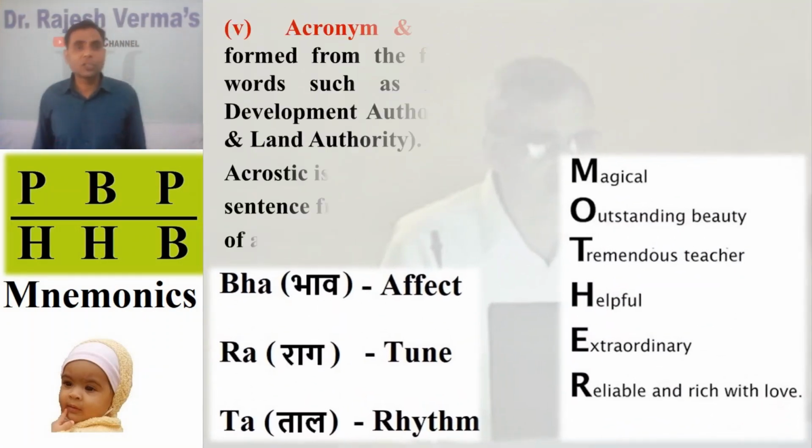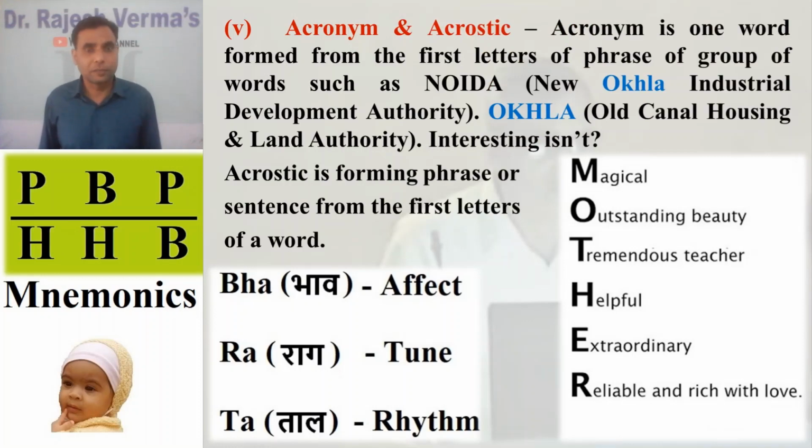And dear friends, the last one is the acronym and the acrostic. An acronym is one word formed from the first letters of a phrase or a group of words, such as Noida. You know Noida? The full form of Noida is New Okhla Industrial Development Authority. And you know what Okhla means? Okhla is Old Canal Housing and Land Authority. Interesting, isn't it? So if you want to remember the full form of Noida, it will be New Okhla Industrial Development Authority. It's a very interesting one.